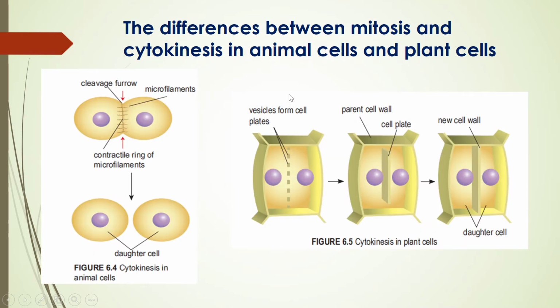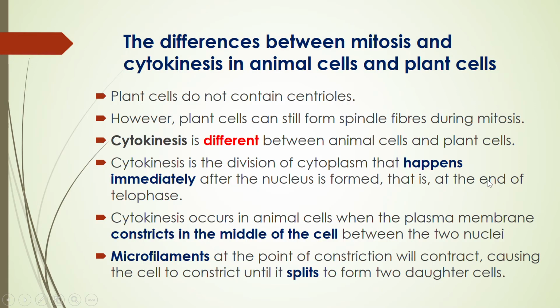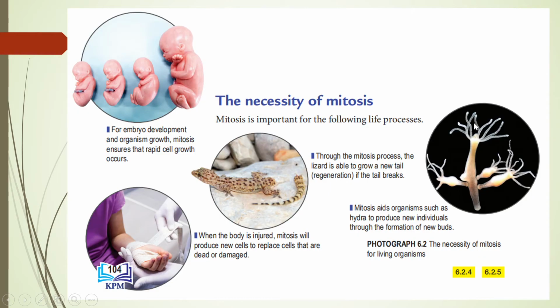For plant cells, you need to explain that there is formation of vesicles, and then formation of the cell plate. In the end, a new cell wall is formed, and two daughter cells are produced. Okay, so maybe we continue to look at the necessity, or the significance, of mitosis. Significance means why is mitosis needed?